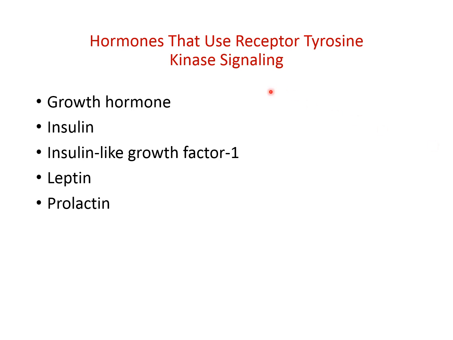Now the growth hormones, we mentioned most of them. We have growth hormone, insulin-like growth factor, leptin, and prolactin. All of these hormones work through the receptor tyrosine kinase signaling.